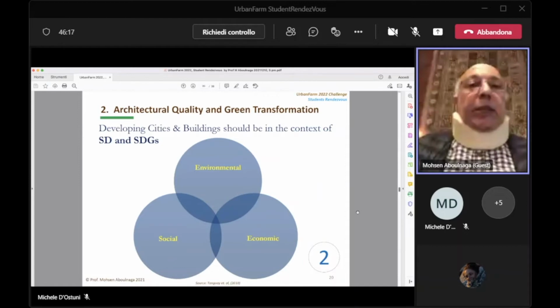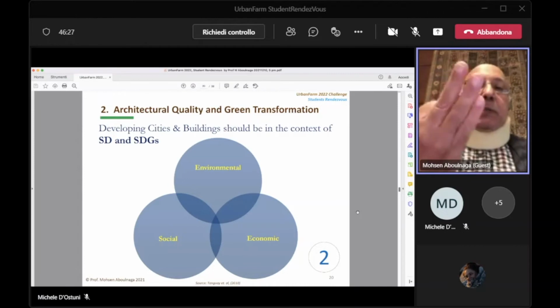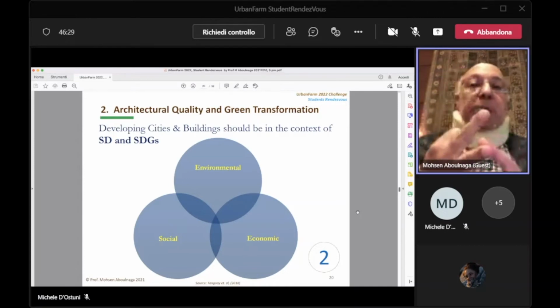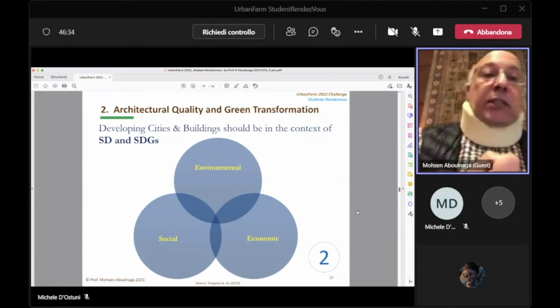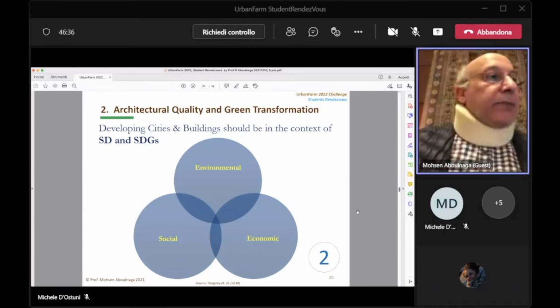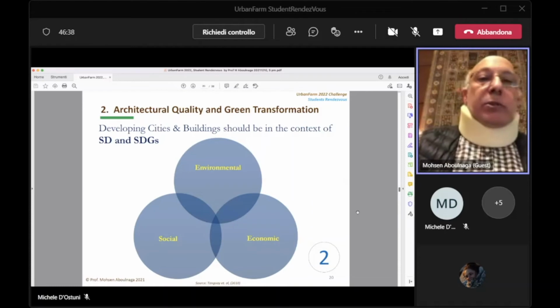You need to look at the developing cities and buildings in the context of sustainable development and the sustainable development goals. Normally, sustainable development has 3 pillars: environmental, economic, and social. The EU added the cultural dimension as number 4, and also the 6-dimensional model. Next slide, please.